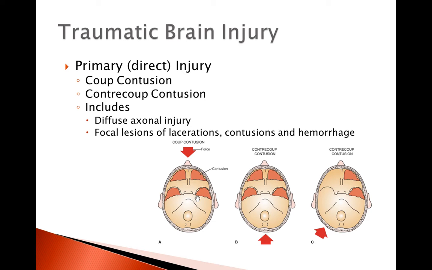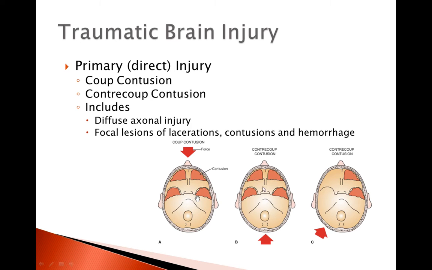Then you have contra-coup contusions, and really, the only difference is the fact that you've got to understand that the brain does have some ability to move a bit within the skull. And in this case, what you have is the injury is at one point on the head as far as the impact, but the actual damage is in an opposite area. So for instance, in letter B, the force hit the back of the head, sloshed forward, and the injury is actually up here at the forehead.